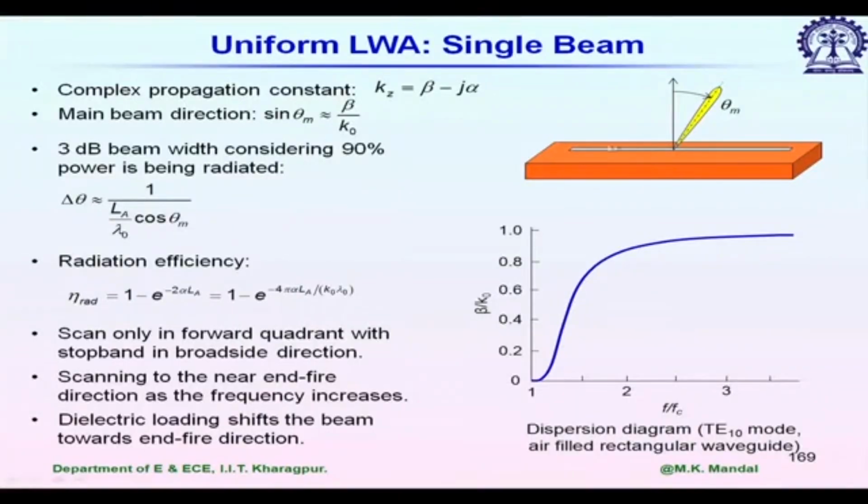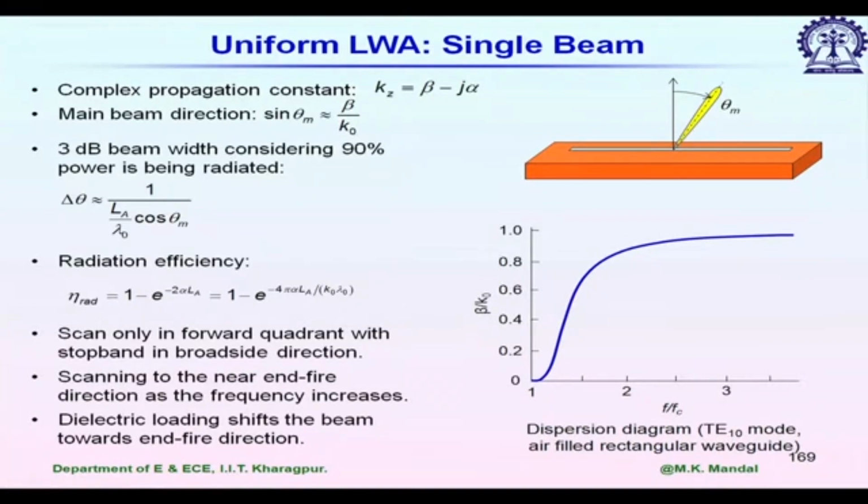And now, suppose I use some dielectric inside the rectangular waveguide. If you remember, for a dielectric loaded waveguide, beta by k naught starts from 0, then it crosses the beta by k naught equal to 1 point. That means this whole radiation pattern is shifted toward theta m equal to 90 degrees, or we can go very near to the end fire direction, theta m equal to 90 degrees. So, this is the dependence of theta m on beta.